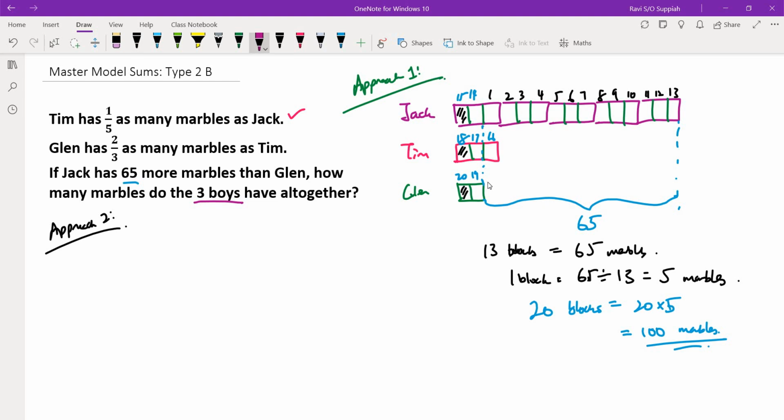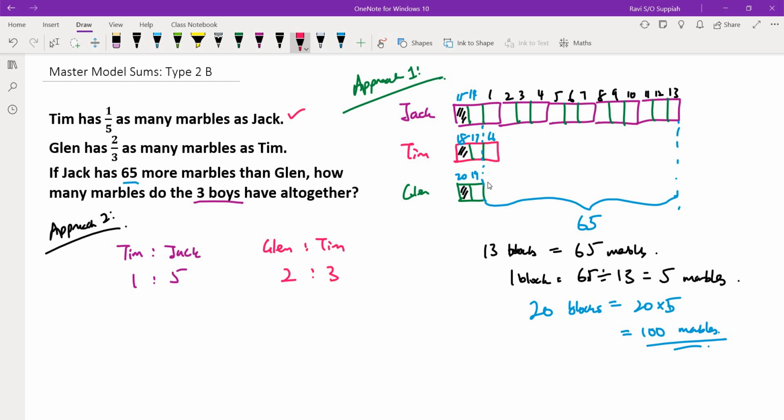Okay, so let's write out the information in ratio format. So we know that Tim to Jack is 1 to 5. And the next information we know is Glenn to Tim, which is 2 to 3.